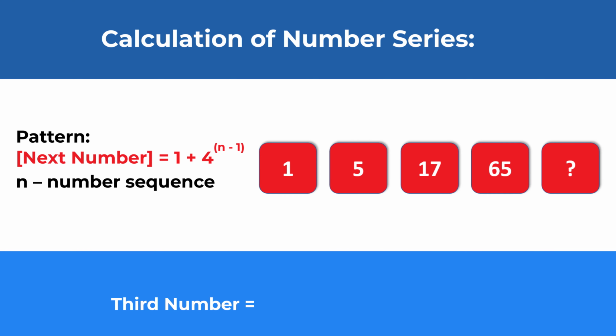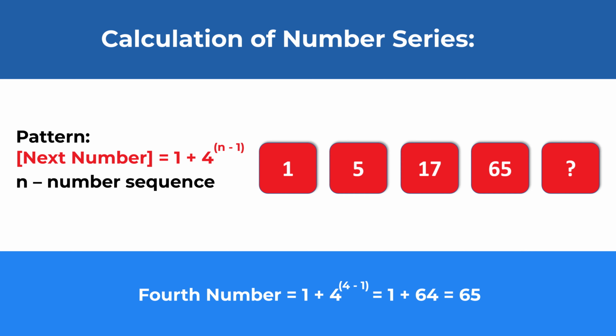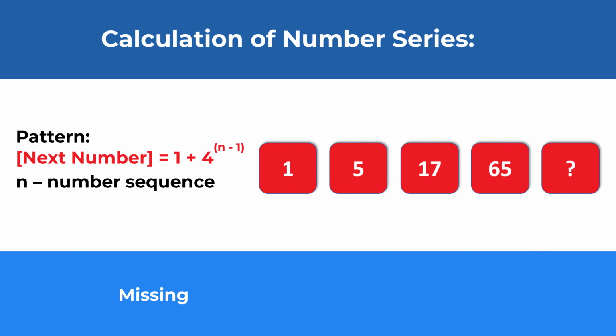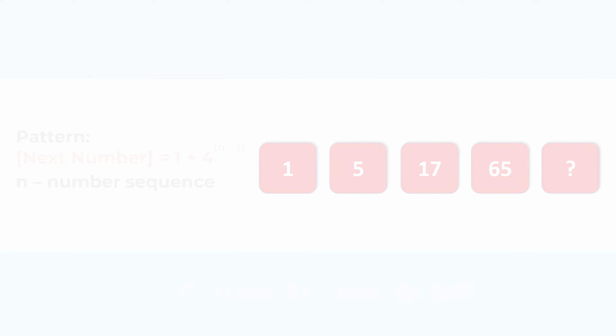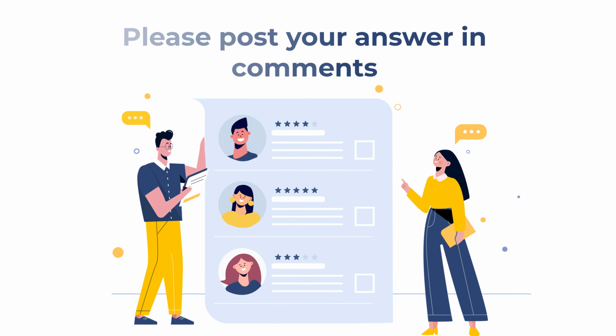Third number is calculated as 1 plus 4 in the power of (3 minus 1), which is 1 plus 4 in the power of 2, which is 16, which equals 17. Fourth number is calculated as 1 plus 4 in the power of (4 minus 1), which equals 1 plus 64 and equals 65. And the missing number is calculated as 1 plus 4 in the power of (5 minus 1), which equals 1 plus 256, which equals 257. So the correct choice here is choice B, 257. Hopefully you've nailed this question and now know how to solve similar problems on the test.